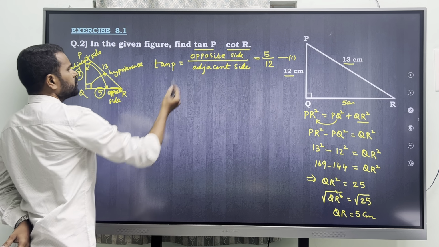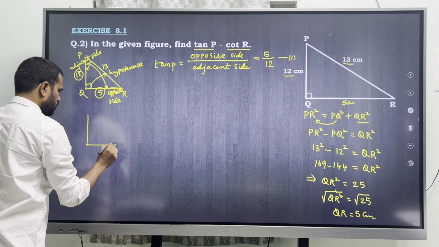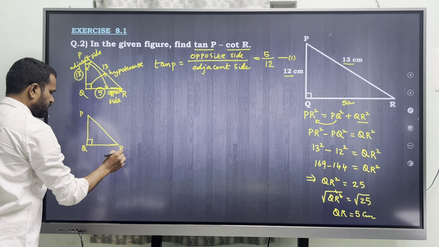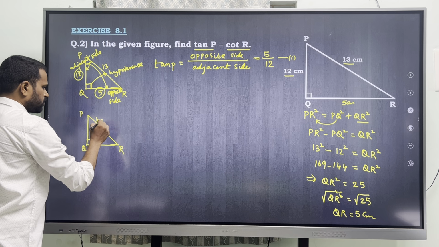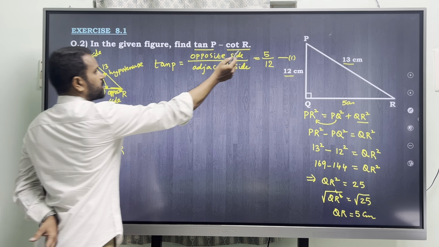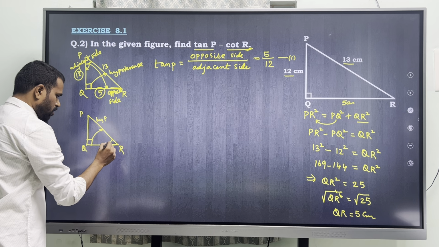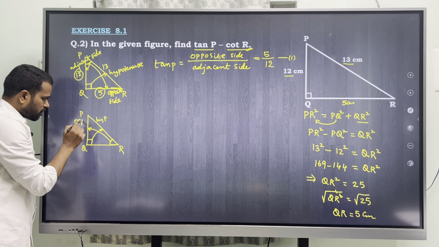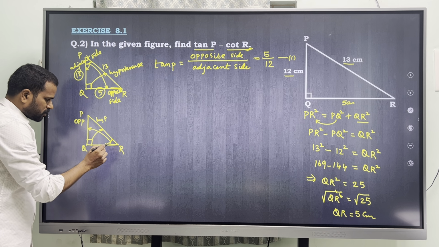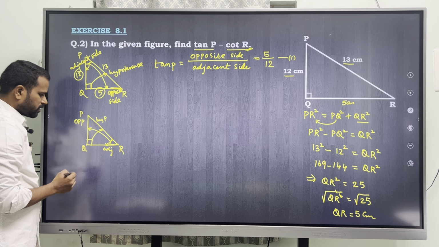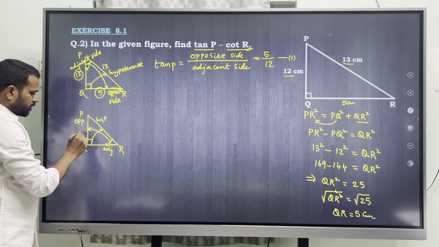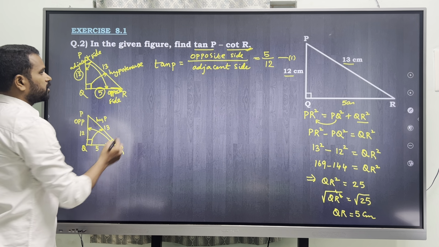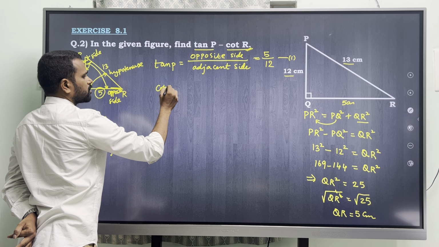Now again redraw this drawing. See here, this is P, Q, R, right angled at Q. So this is the hypotenuse. And what is asked next? Cot of angle R. So angle R here. Opposite to this is the opposite side, and next to this we are left with the adjacent side. So already we have calculated, this is 12, 13 given, and we have calculated this as 5.